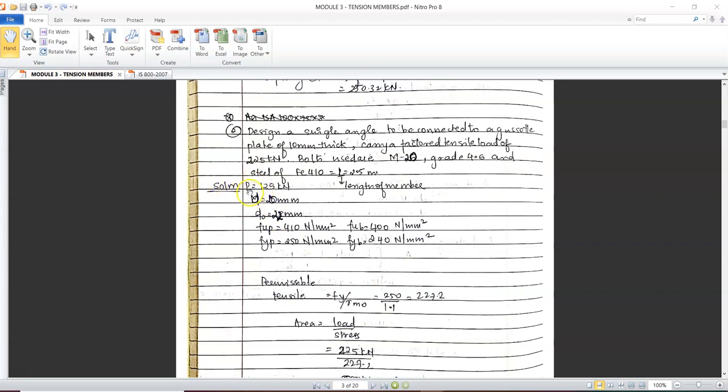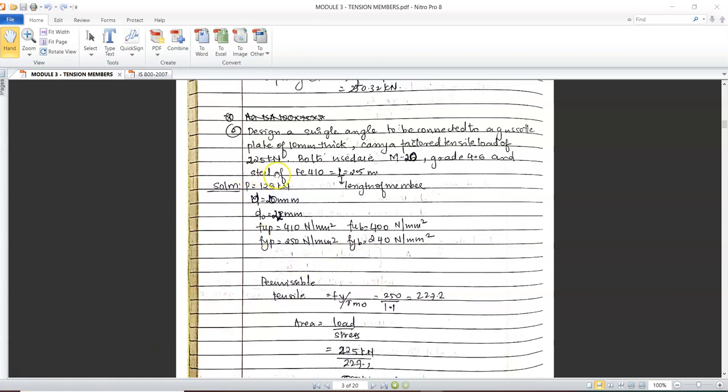Writing down the given data, the load is 125, not 225. It is 125 kilonewton. Length of the member is 2.5. Diameter of bolt 20 mm. Hole dia 22 mm. Ultimate strength of plate is 410 and yield strength of plate is 250, and that of bolt is 400 and 240 Newton per square mm.